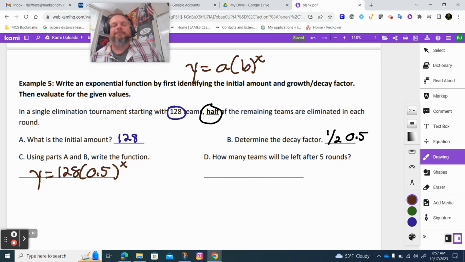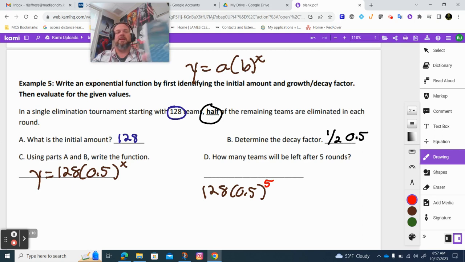Okay. Now, how many teams are left after 5 rounds? Well, we take what we just did and we raise it to the 5th power. And we put it in our calculator. If you can do 128 times 0.5 to the 5th power in your head, you're probably in the wrong class. Believe it or not, we're left with 4.